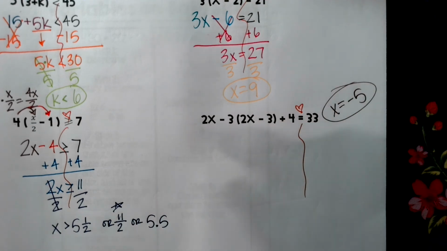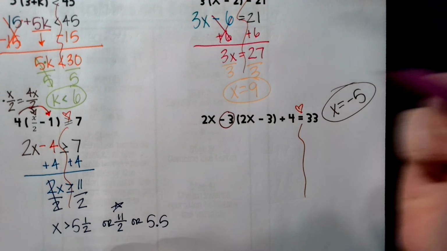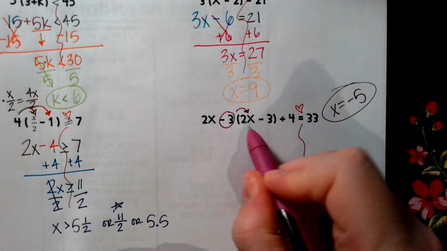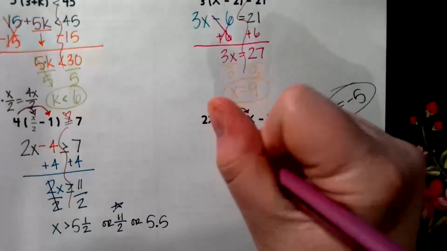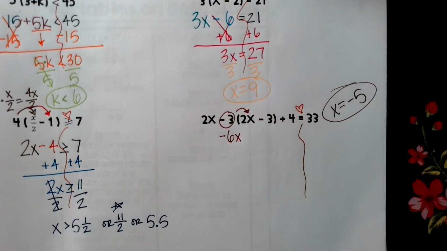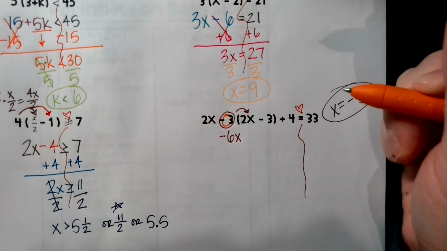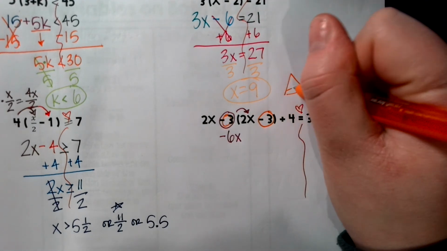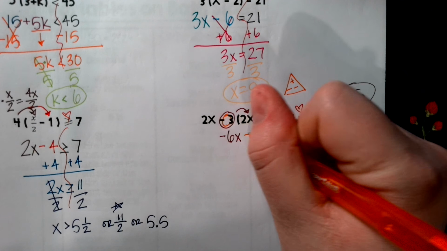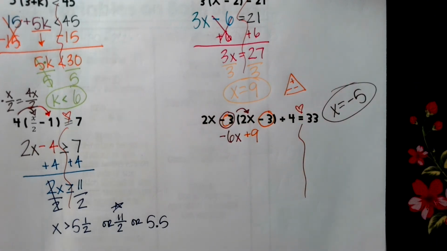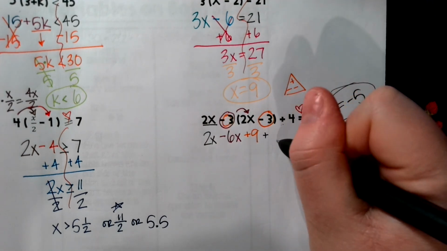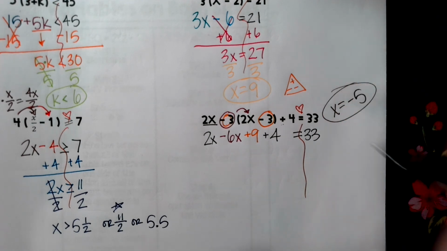I need to take this whole -3 times everything in my parentheses. So I need to take my -3 times 2x. That's going to give me a -6x. And then I need to, again, take this whole -3 times this whole -3. A -3 times a -3 is going to give me a +9. And then we've got our 2x out front that we need to make sure we keep. And then this +4 that we need to make sure we keep. And that's all equal to 33.